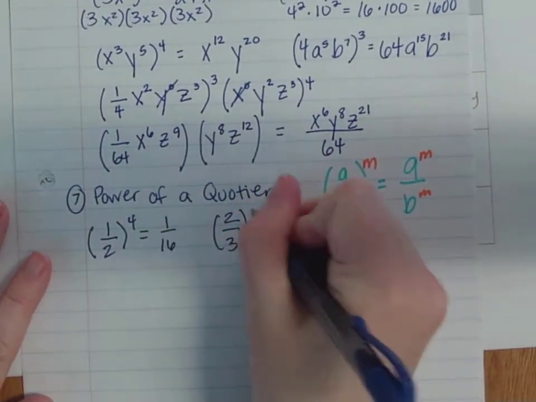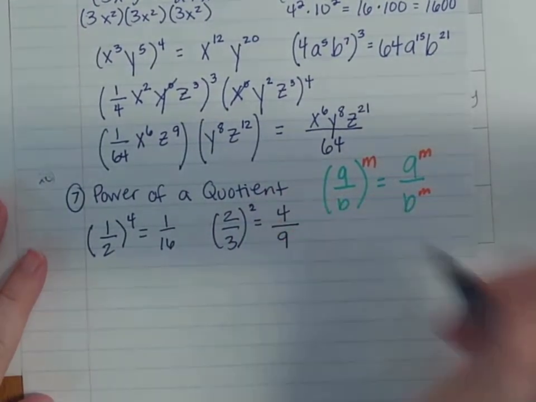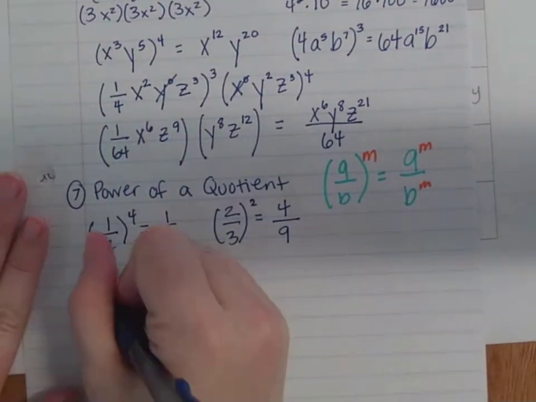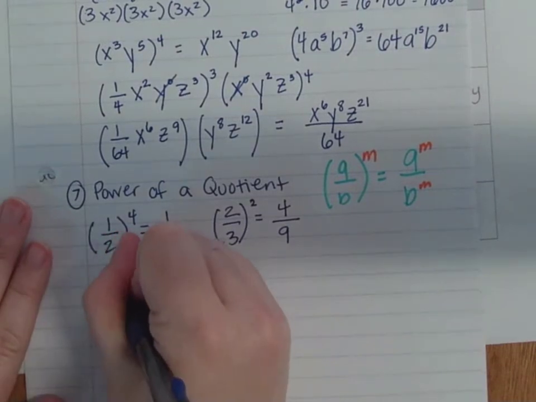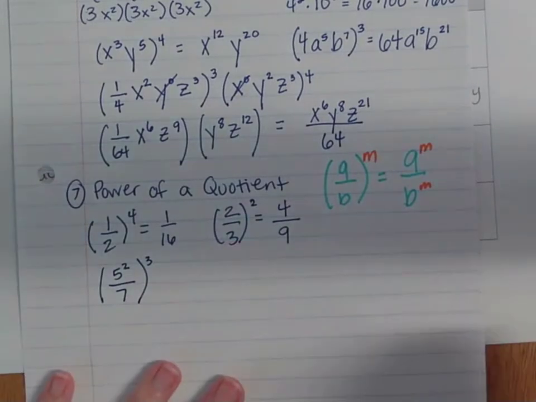2/3 squared equals what? 4. 3 squared is 9. So 2/3 times 2/3 is 4/9. So that's our numeric example. Let's take it up a notch. What if I had 5 squared over 7 to the third power?